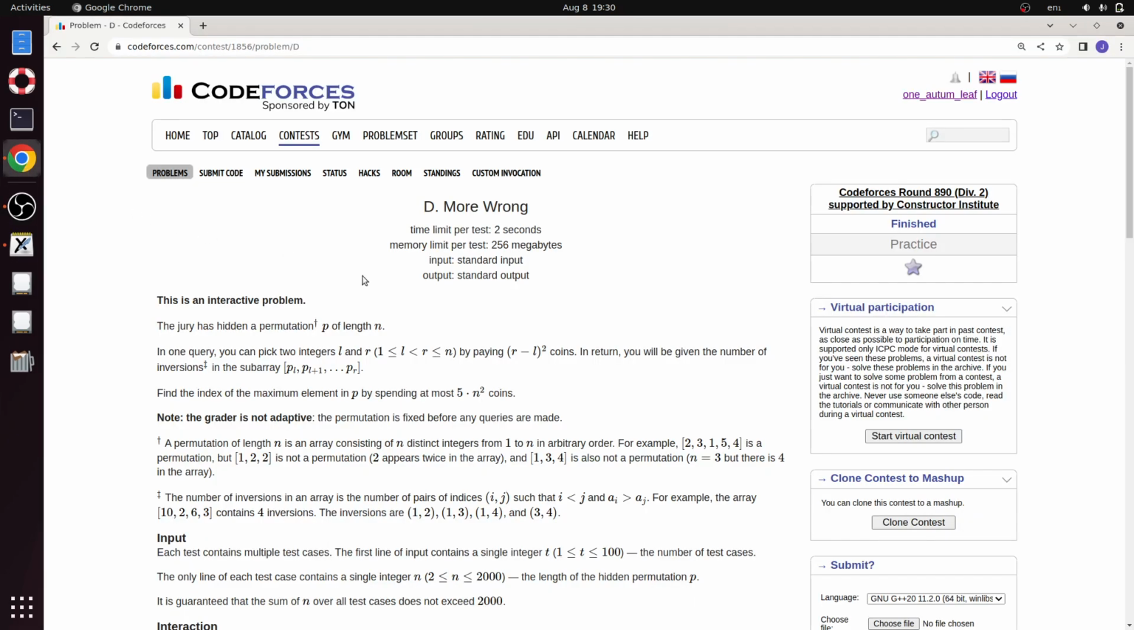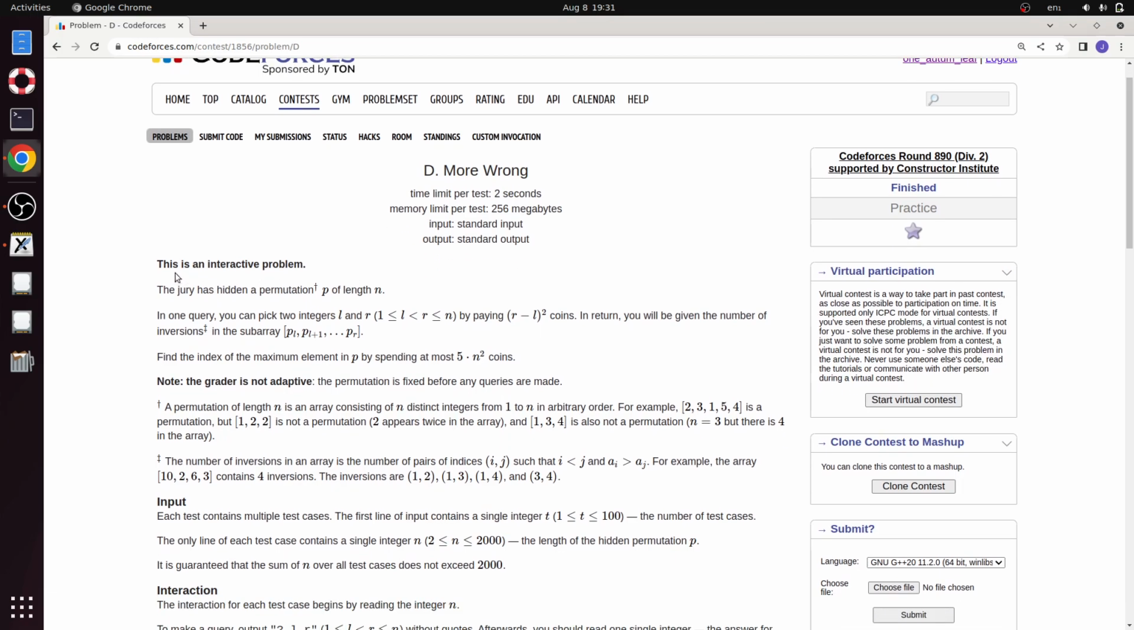Okay, so today we will be discussing problem D of Codeforces Round 90 Div 2. The name of the problem is "More Wrong". Firstly, this is an interactive problem.